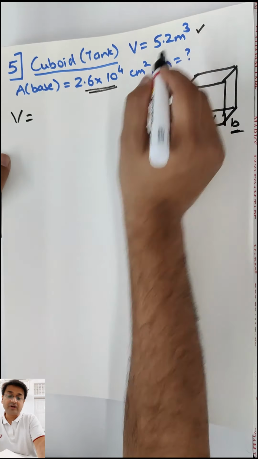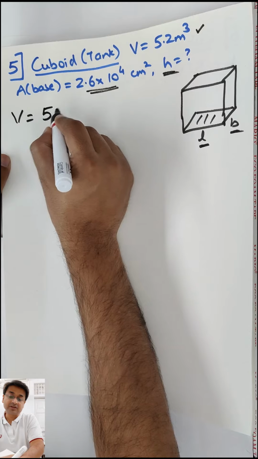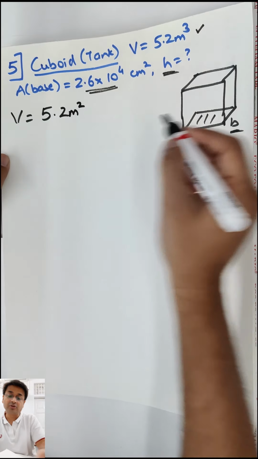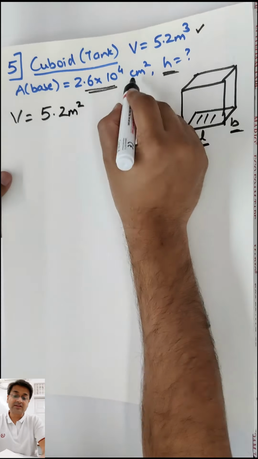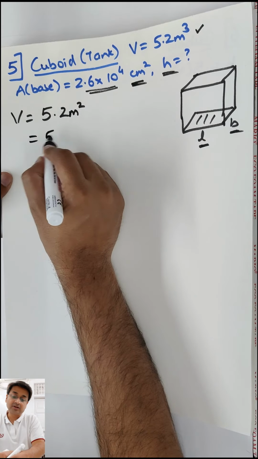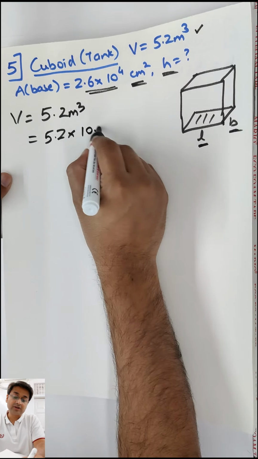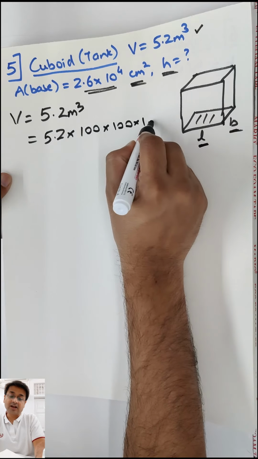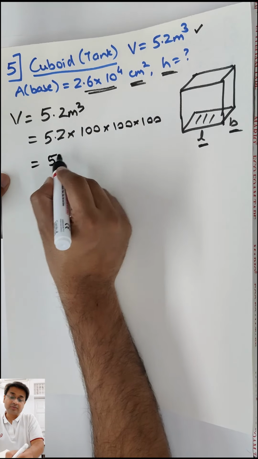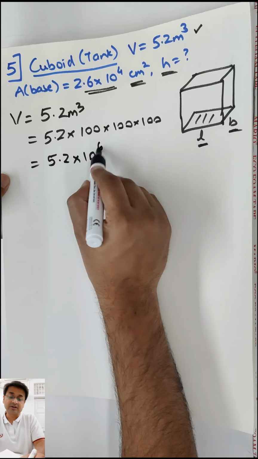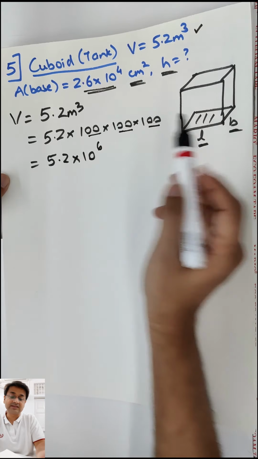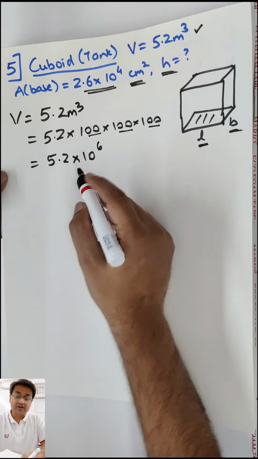So before we move ahead, what we have been given is the volume, and the volume is in meter cube. This is in centimeter cube. So let us convert this. When you're converting meter into centimeter, you multiply by 100 and 3 times because it is cube. So basically 5.2 into 10 raised to 6.